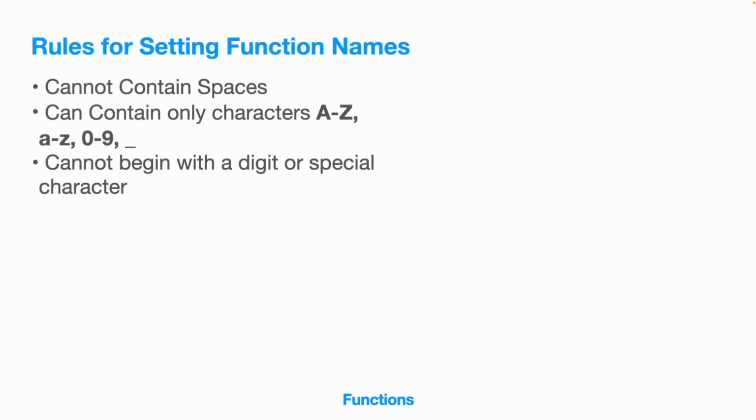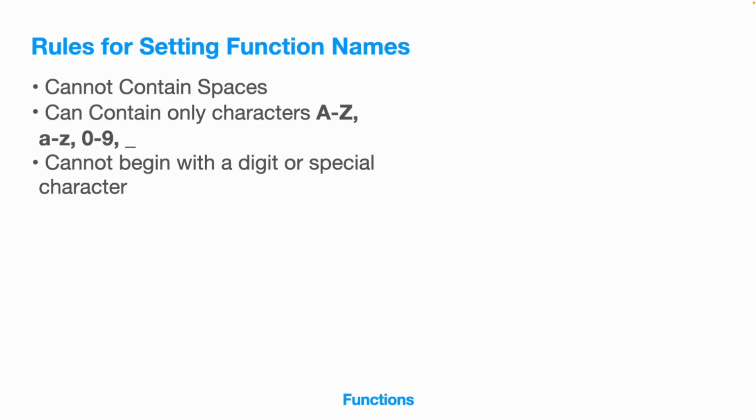Finally, let's talk about some rules for setting function names. Function names cannot contain spaces. You cannot have a name that says function space name. It has to be without spaces. They can only contain characters from uppercase A to Z, lowercase a to z, the numbers 0 to 9, and an underscore. No other special characters like an exclamation mark are allowed.